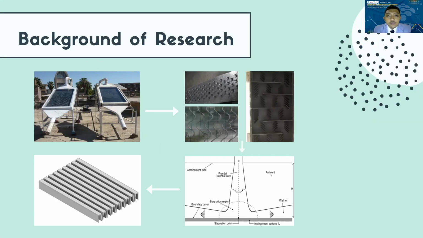Background of research. The use of solar energy can be applied in many other ways, one of which is the use of a solar collector or solar air heater in the drying field. This tool utilizes solar energy in the form of radiant heat transfer, which is then absorbed by a heat absorbing plate, which then exchanges heat with the working fluid in it.